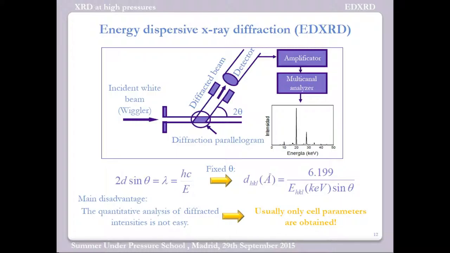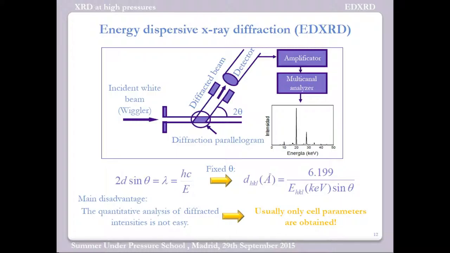However, this technique also has disadvantages. The main ones are that there are parasite peaks, for example fluorescence peaks, because we are studying what is happening in a wide energetic range, so we observe the fluorescence excited by the wide beam. Another disadvantage is that the resolution is very low, of the order of 1%, which is given by the multichannel analyzer.